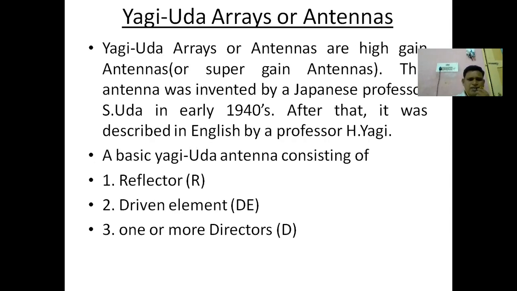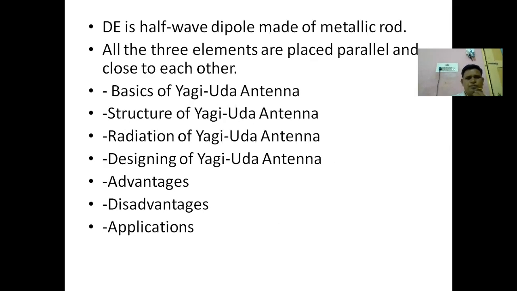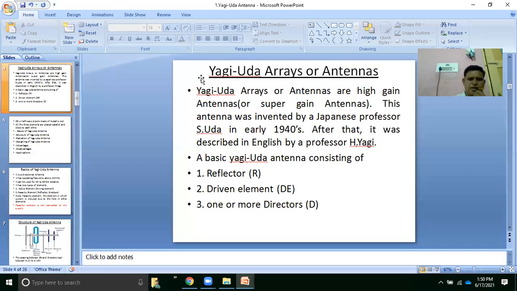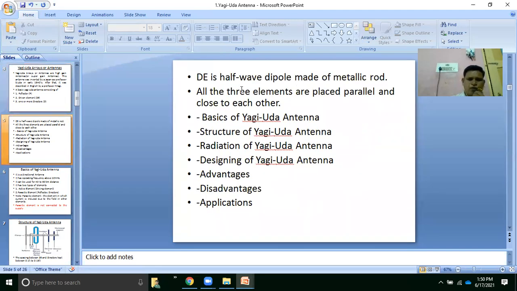You can say that it is like an antenna. We give the input signal to this driving element. Here, DE, the driving element, is nothing but a half-wave dipole made up of a metallic rod. Generally, this driving element is a folded dipole antenna, which we will discuss later in our next topic.